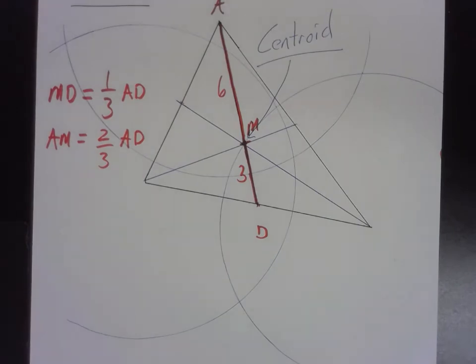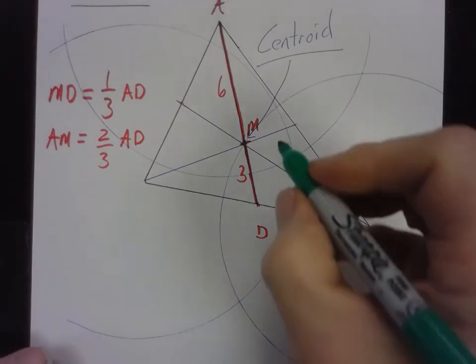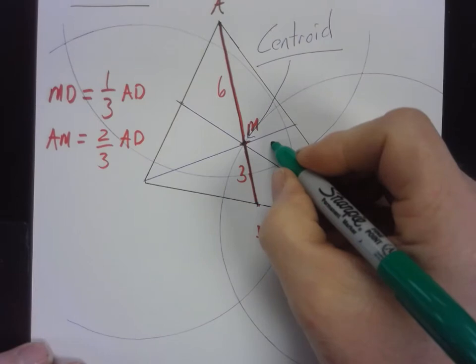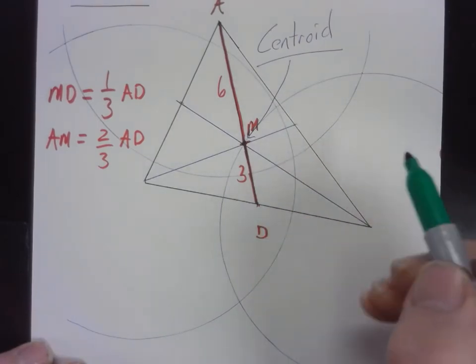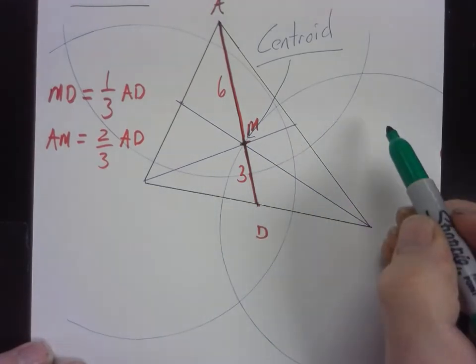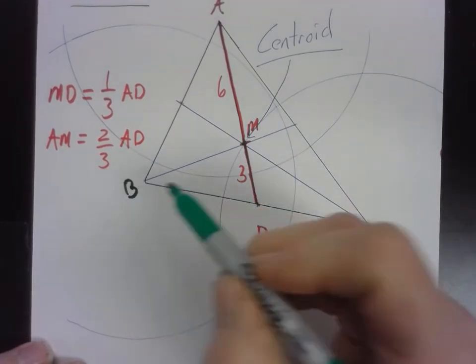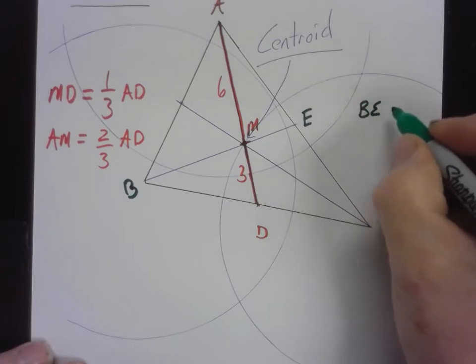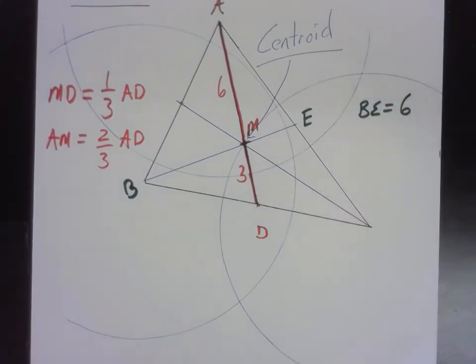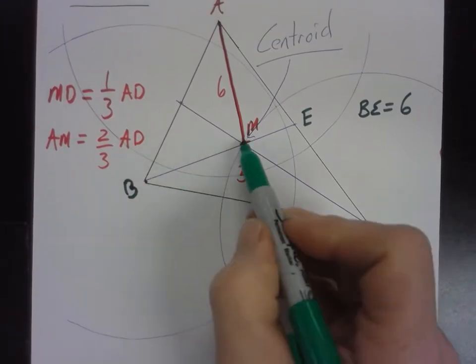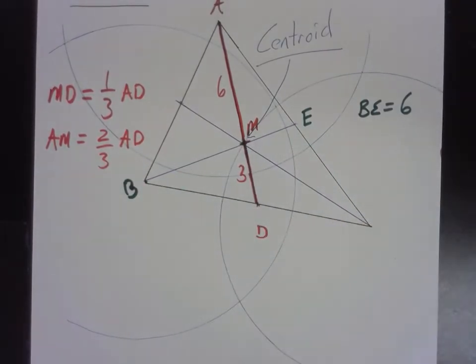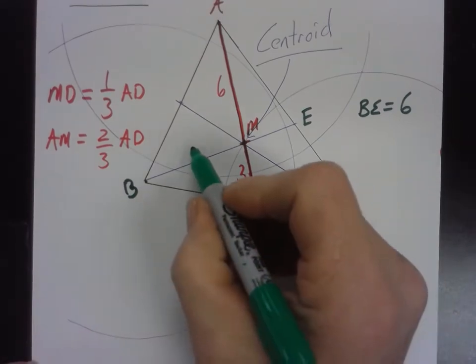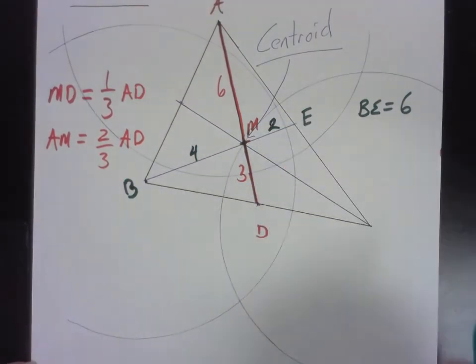So maybe we'll come over here and we'll say, well, this little one, let's say this whole thing this time, BE. So if I tell you the measure of BE is 6 units long, can you tell me the length of BM and ME? Yeah, this part's 4 and this part's 2.